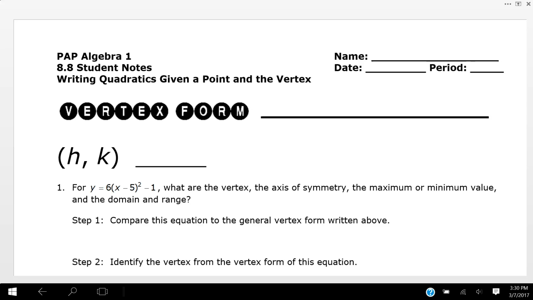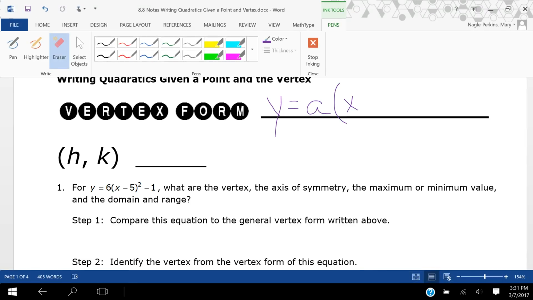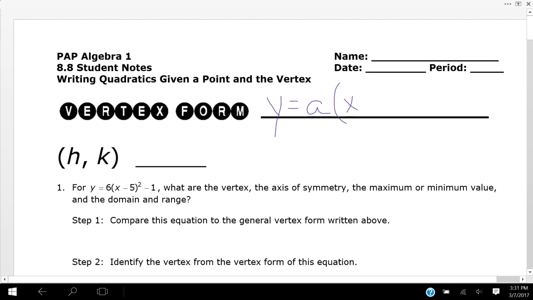So the first thing we need to know, and we've already seen this, is that the vertex form is y equals a times (x minus h) squared plus k. H and k are the vertex.